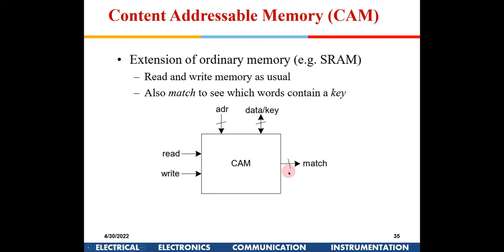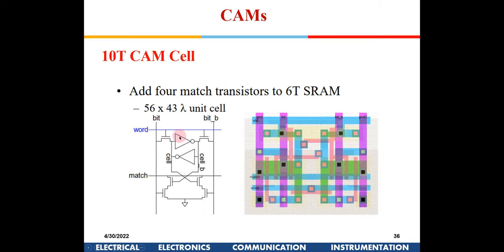Okay, so how does it actually work? If you see this cell out here, let's understand how it works for one particular cell. Suppose initially we have written data 1 into this cell. Initially I have written 1. Now I want to check whether this particular cell has a 1 or 0. What do I do? I don't activate the word line. I just put 1 into the bit line and 0 into the bit bar line, and I will check what happens to the match.